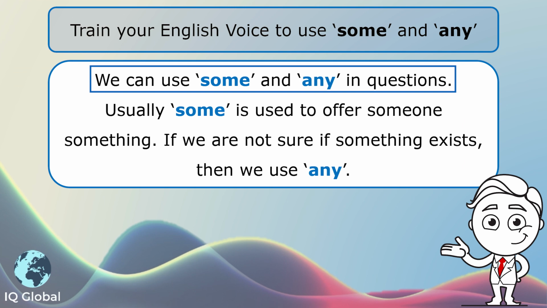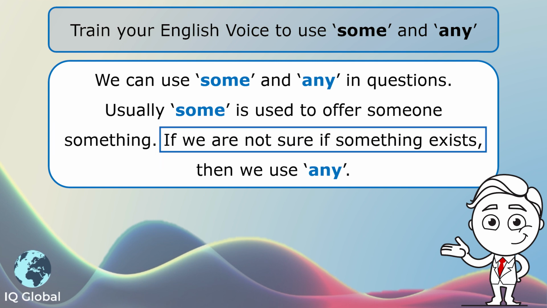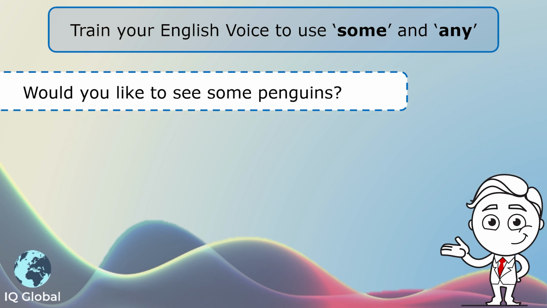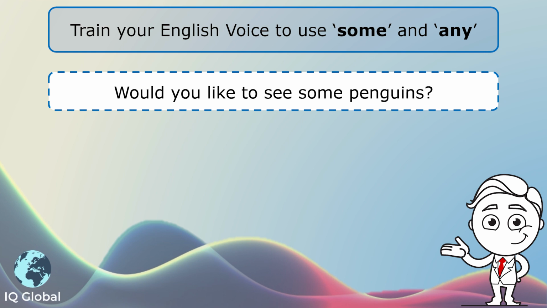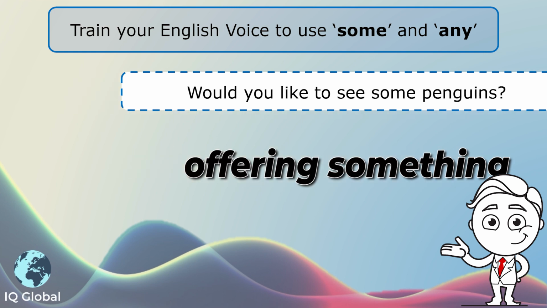We can use some and any in questions. Usually, some is used to offer someone something. If we are not sure if something exists, then we use any. Have a look at question 1. Would you like to see some penguins? So here I am offering you something. I am offering for you to see some penguins.